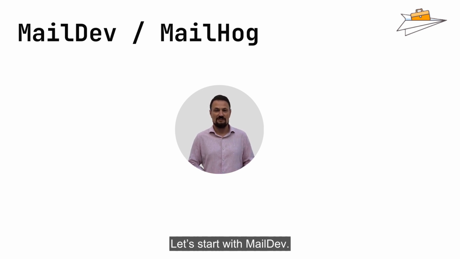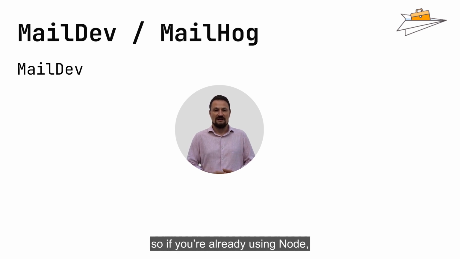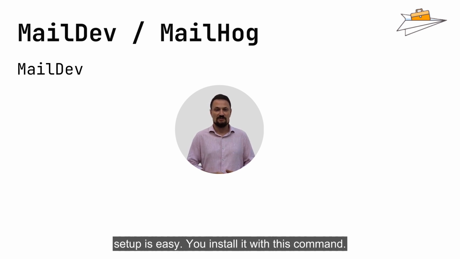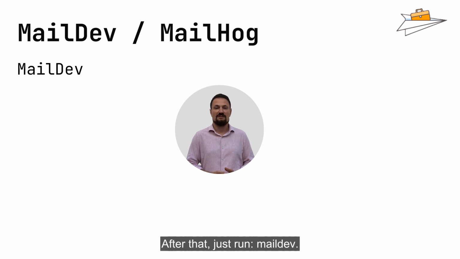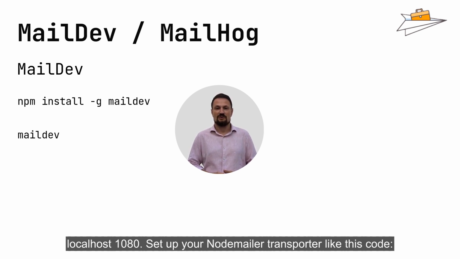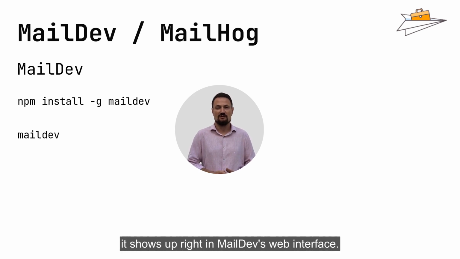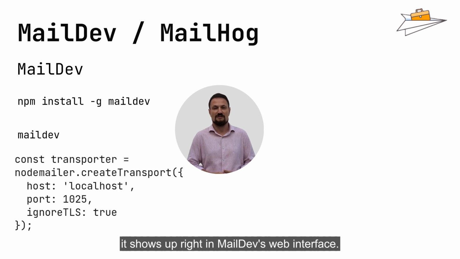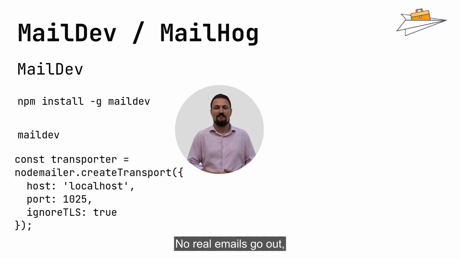Let's start with MailDev. It's a Node.js-based tool, so if you're already using Node, setup is easy. You install it with this command. After that, just run MailDev. This gives you an SMTP server on localhost 1025 and a web UI on localhost 1080. Set up your Node mailer transporter like this code. When you send an email, it shows up right in MailDev's web interface. No real emails go out, but you still get to see how everything looks.